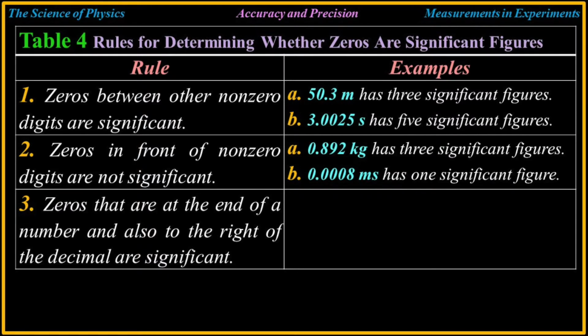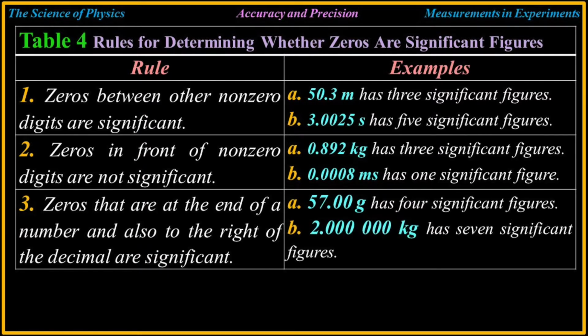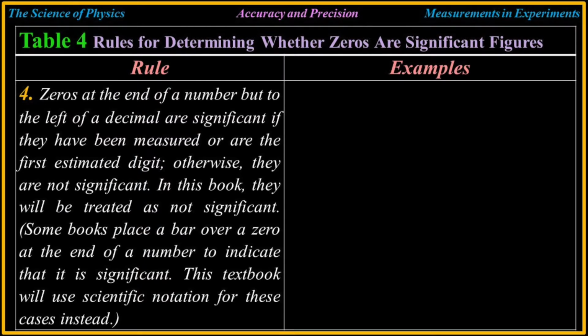Zeros that are at the end of a number and are also to the right of the decimal are significant. So that's easy. So it's really the last one. So that 57.00, that last 0 is significant. So the ones between that 0 and the 7 are significant. So that's 4 significant figures and 7 significant figures.